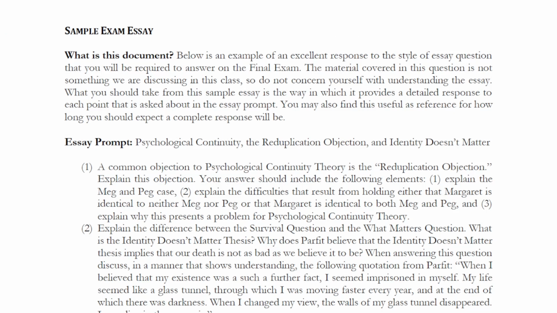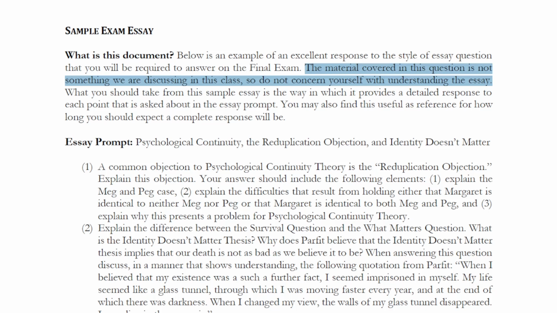It is important to understand the purpose of this document so that you can understand how to use it properly. The essay on this document is not one that you could see on the exam, and the material it covers is not anything that we will be discussing in this class. It is an essay question I have used previously in a different course. As such, you do not need to worry about being able to understand the points that are made in this essay prompt or the essay itself.